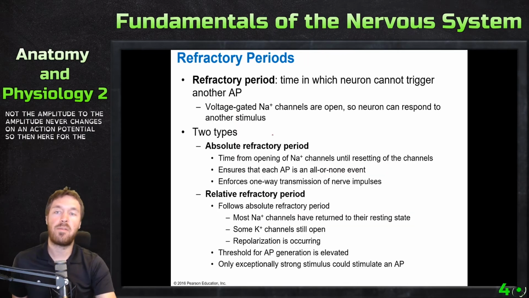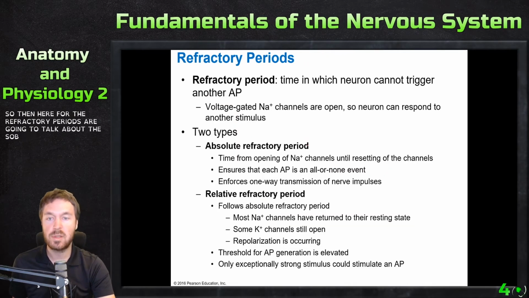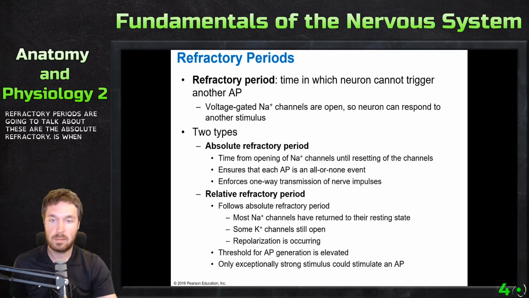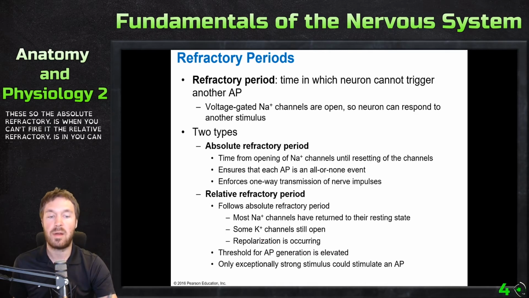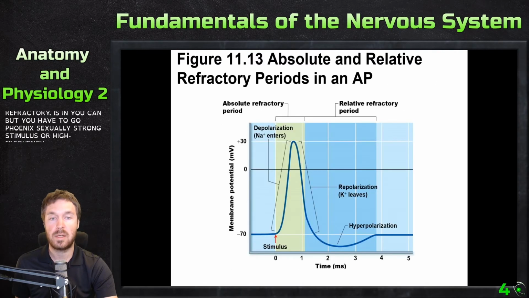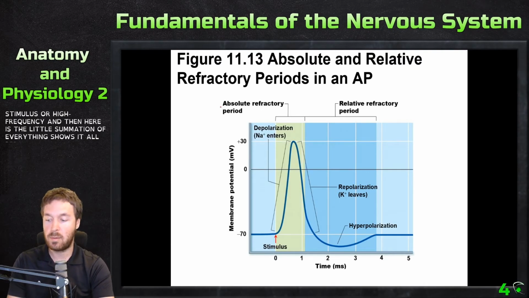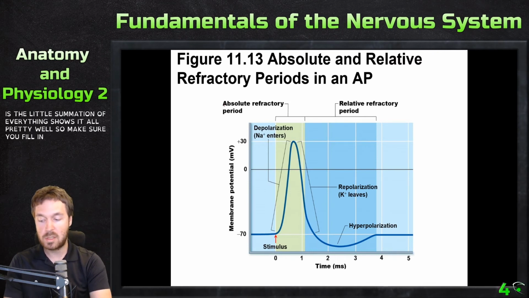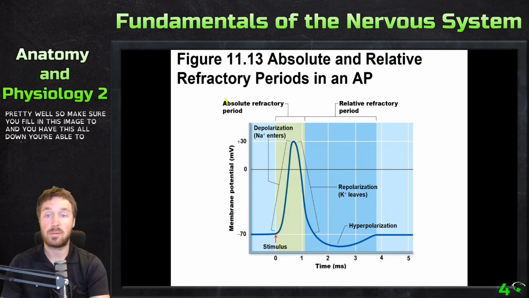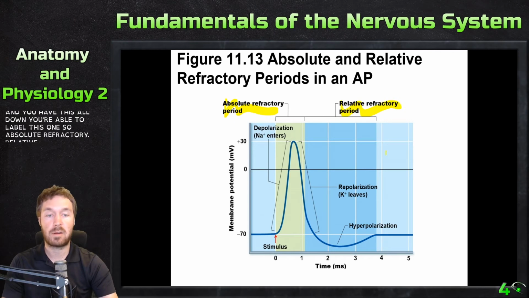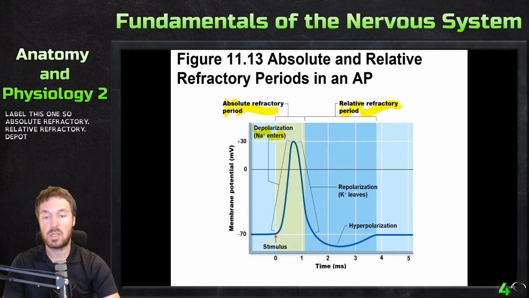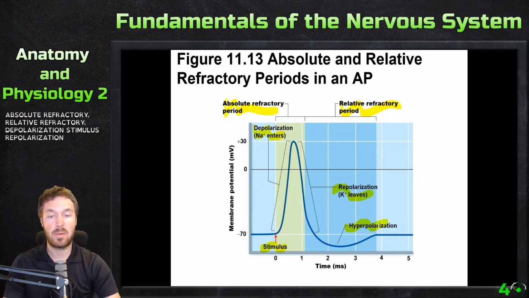So then here for the refractory periods again, I talked about these. The absolute refractory period is when you can't fire it. The relative refractory period is when you can, but you need an exceptionally strong stimulus or high frequency. And then here is the little summation of everything. It shows it all pretty well. So make sure you fill in this image too, and you have this all down. You're able to label this one: absolute refractory period, relative refractory period, depolarization, stimulus, repolarization, hyperpolarization.